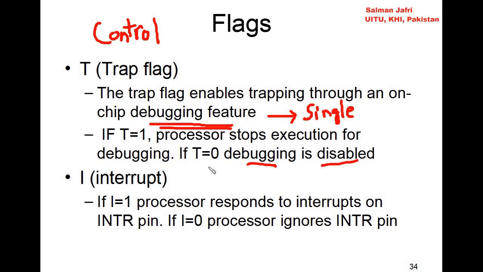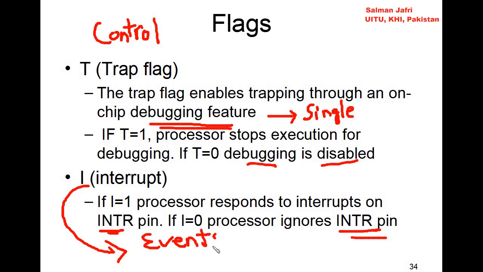So we can set these flags. Remember my discussion about command words that I did previously. It is like that. Then of course the interrupt flag. If I equals 1, the processor responds to interrupts on the INTR pin. If I equals 0, the processor ignores the INTR pin. So what are interrupts? Interrupts are basically events which are external to the microprocessor. So if we want the processor to respond to interrupts on the interrupt pin, this is active high.